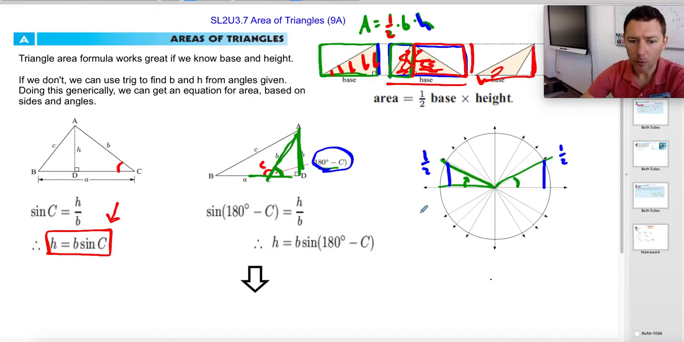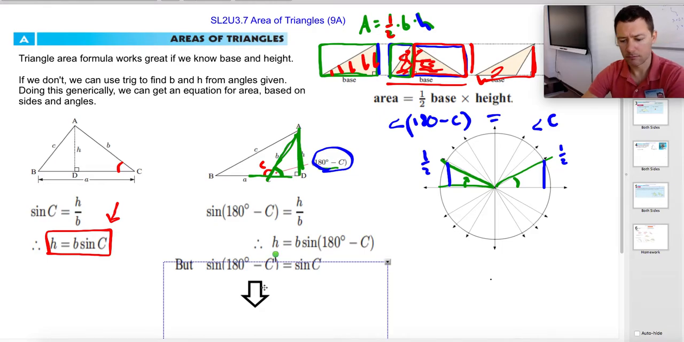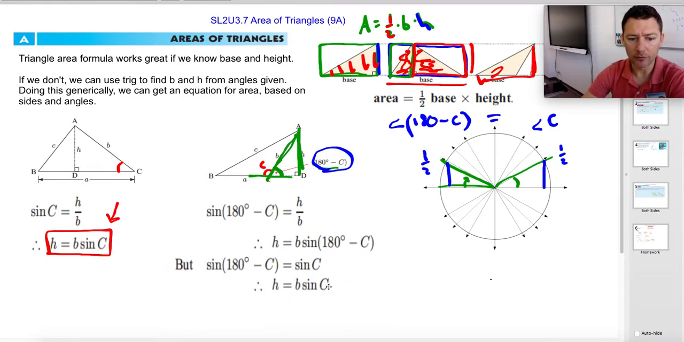So really, the sine of angle C is going to be equivalent to the sine of 180 minus C. They're the same thing. So really, we can replace sine of 180 minus C with just sine of C. So really, height is just, scratch this out, it's just B sine C.